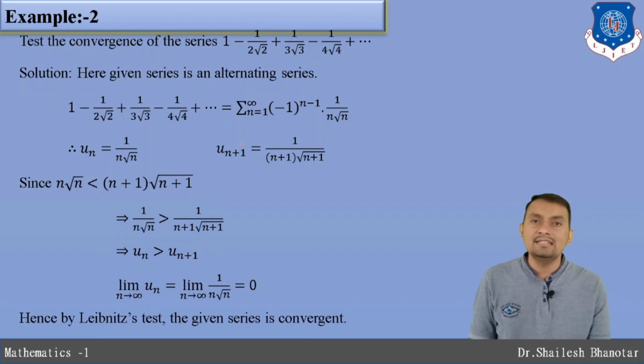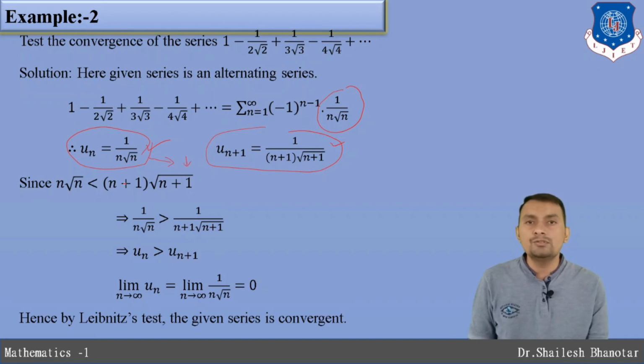So the first condition is that we want to show that the given sequence un is decreasing, and after that we will see that the limit of the nth term should be 0. So from this you can conclude that this is positive, 1 divided by n into root n, that is un, and this is going to be un plus 1. From this it is clear that the denominator is going to be higher, and therefore it is decreasing.